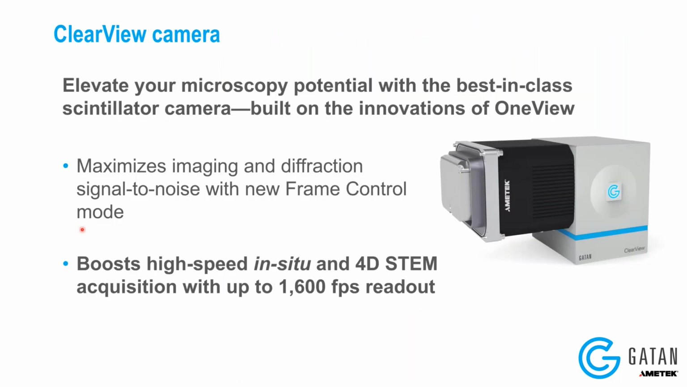And so just to summarize, frame control is super useful, in my opinion, for both imaging and diffraction experiments with the ClearView camera. That encompasses whether it's an in-situ experiment or a 4D STEM experiment, as we'll talk about in the next section, or just very basic selected area diffraction imaging as well. But one of the other ways in which the ClearView camera really stands out is the frame rate capabilities of the camera, which is up to 1600 frames per second.